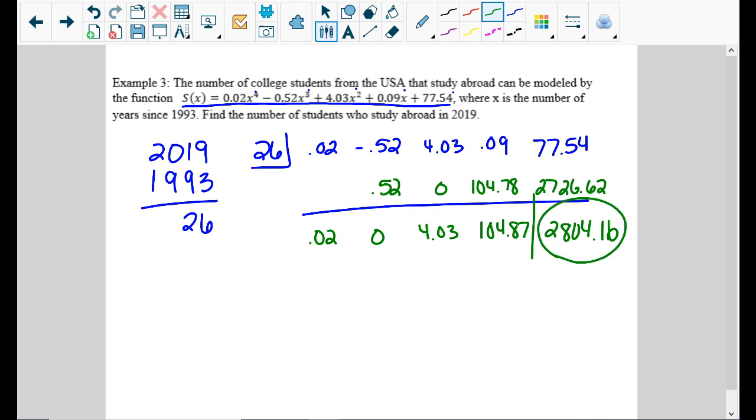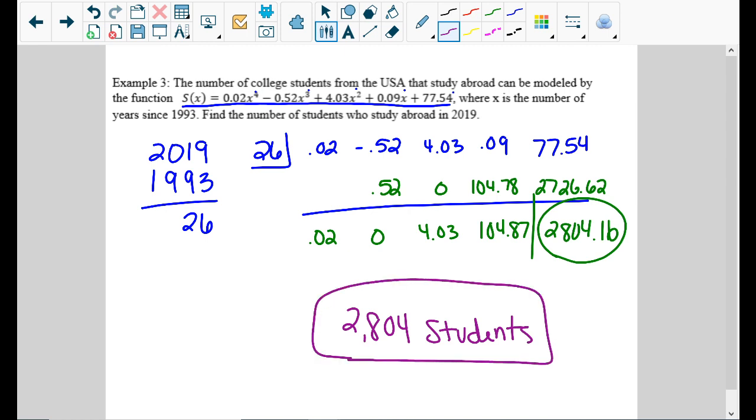That's what I'm looking for. Now we're talking about students, so I can't have a fraction of a student, so I'm going to round that back to the whole number, 2804 students. So 2,804 students studied abroad in 2019.